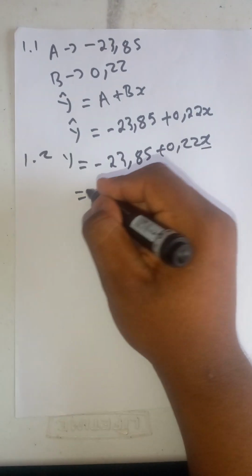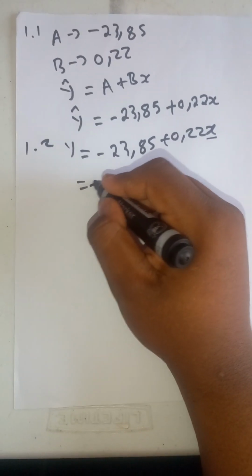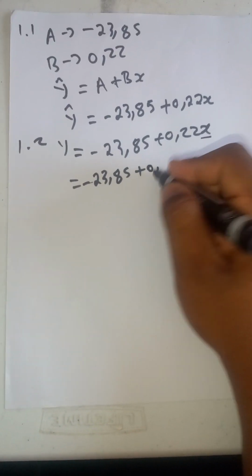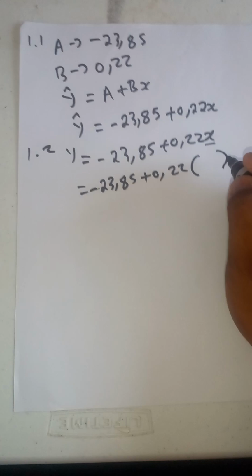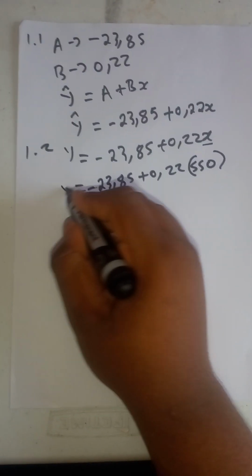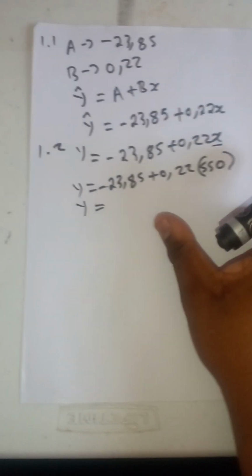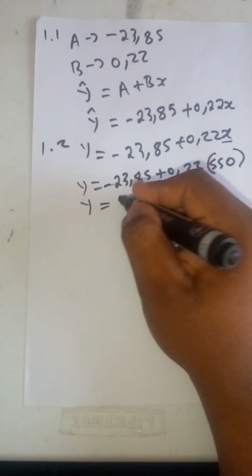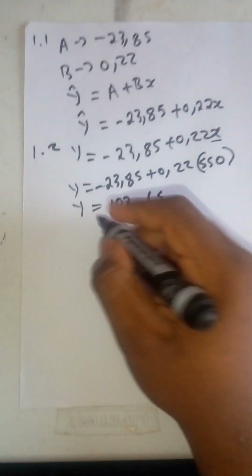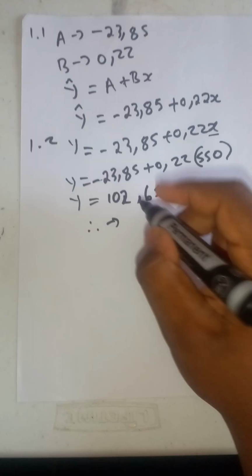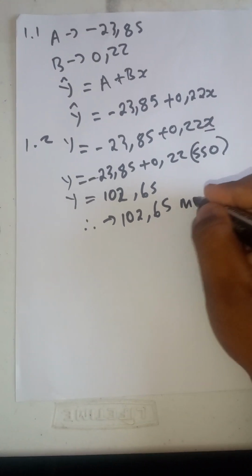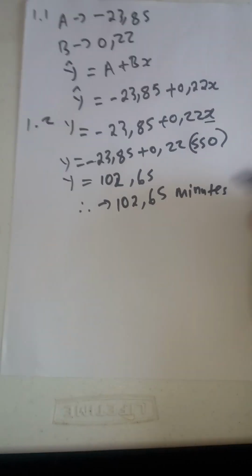So now, it's going to be negative 23,85 plus 0,22 times 550. We are substituting. Note that in maths, whenever you are substituting, you always put brackets, which will give me 102,65. Therefore the answer is 102,65 minutes.